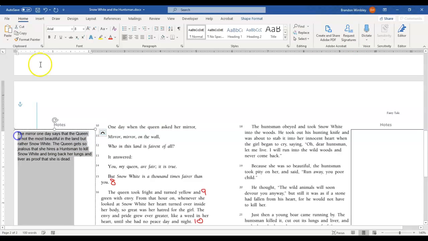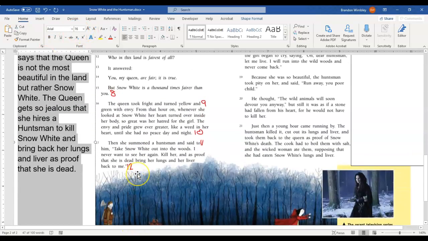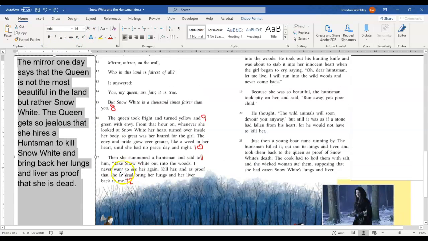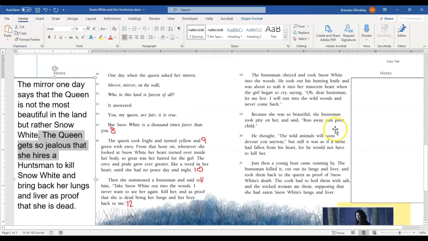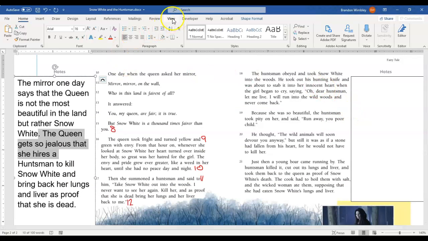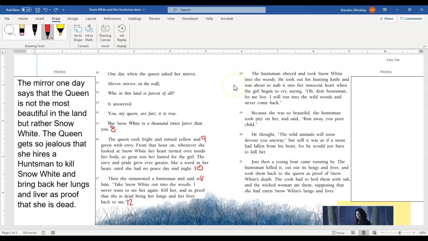Man, I am glad that does not happen in the actual Snow White story, because I probably wouldn't like it that much. So notice how my summary matches each of these points. It talks about the mirror saying Snow White's the most beautiful. It talks about how she is jealous and that she hires that huntsman. So let's go on to paragraph 18 now. I'm now looking for any other events or key events in here.